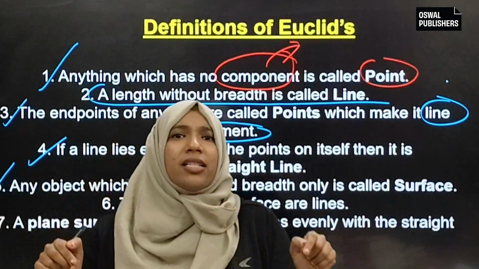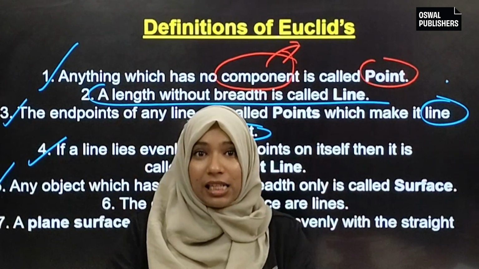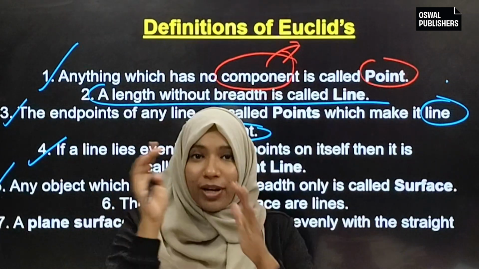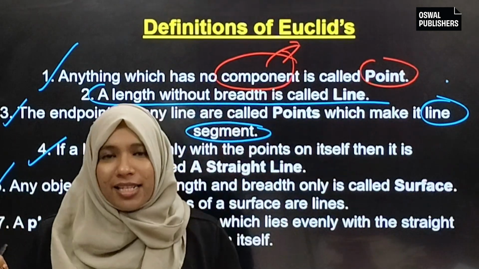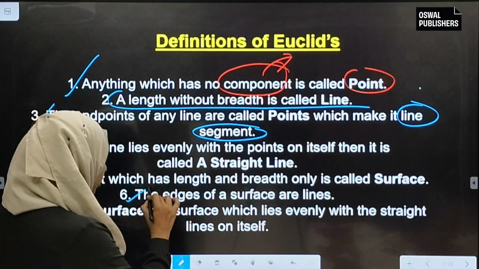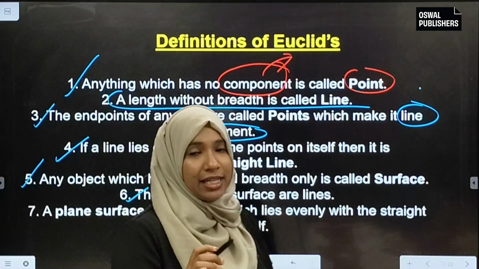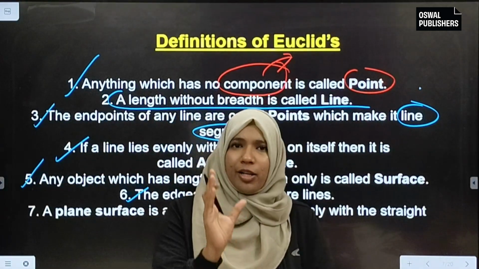ഒരു സർഫസിന്റെ എഡ്ജസ് എന്തായിരിക്കും? ലൈൻസ് ആയിരിക്കും. ദാറ്റ്സ് വൈ ഐ കോൾ ഇറ്റ് ആസ് റെക്ടാംഗിൾ, സ്ക്വയർ, ട്രയാംഗിൾ. ഇവരുടെ എല്ലാം തന്നെ സർഫസുകൾ ആയിരിക്കും. അതിന്റെ എഡ്ജസ് ആ ലൈൻസ് എന്ന് എനിക്ക് പറയാനായിട്ട് പറ്റും. So let us move to the sixth definition. The edges of a surface are lines. ഒരു സർഫസിന്റെ എഡ്ജസ് ലൈൻസ് ആയിരിക്കും എന്നാണ് യൂക്ലിഡ് പറയുന്നത്.